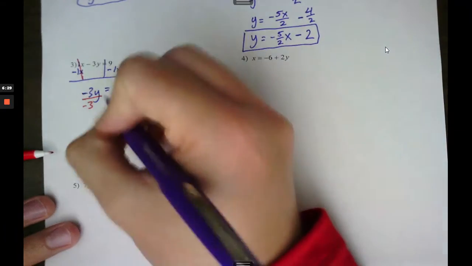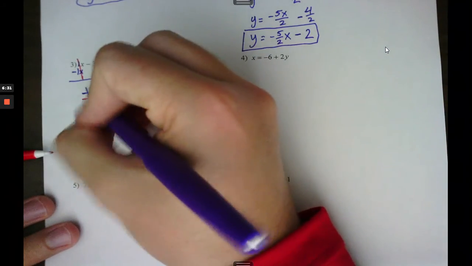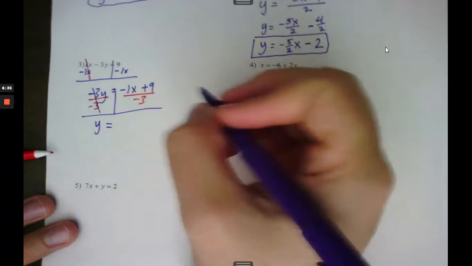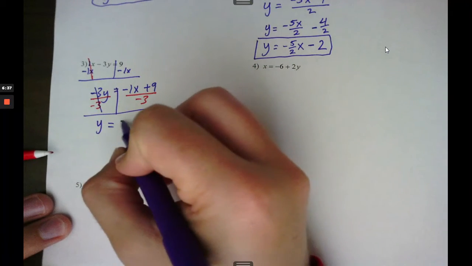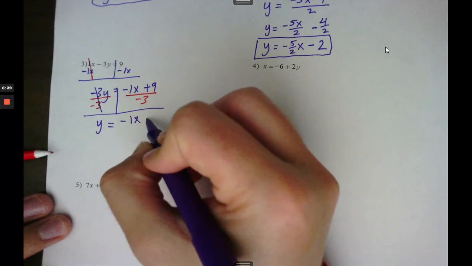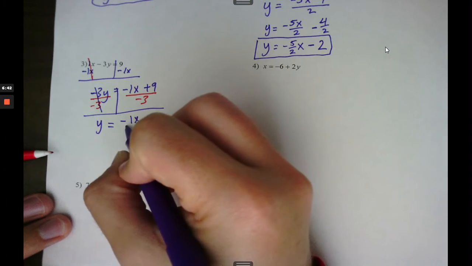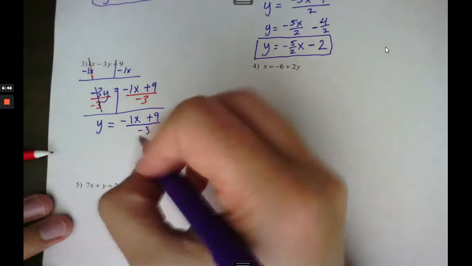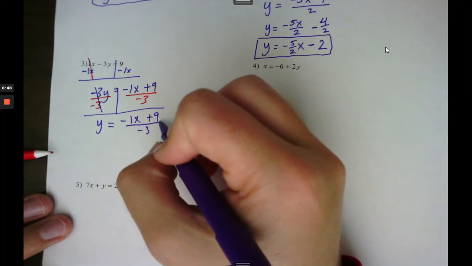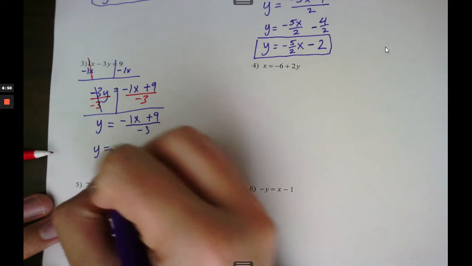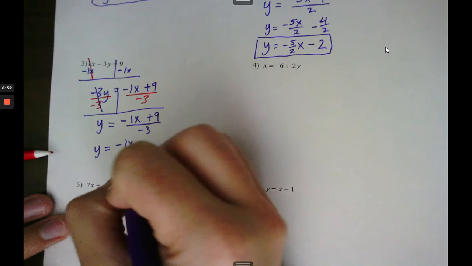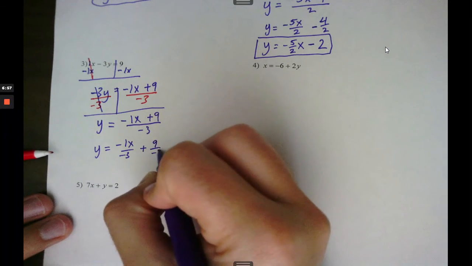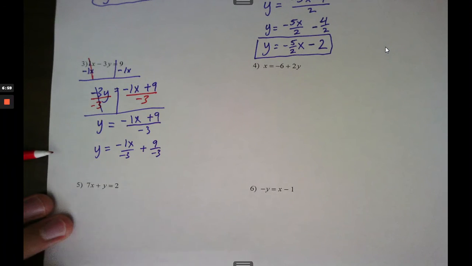Okay, so negative 3 divided by negative 3 cancels out, leaving me with y equals, and then over here, you can write negative 1x plus 9 over negative 3, but we can simplify that by dividing the 3 into both terms. So that would look like this. And then plus 9 over negative 3. Then we need to clean that up.